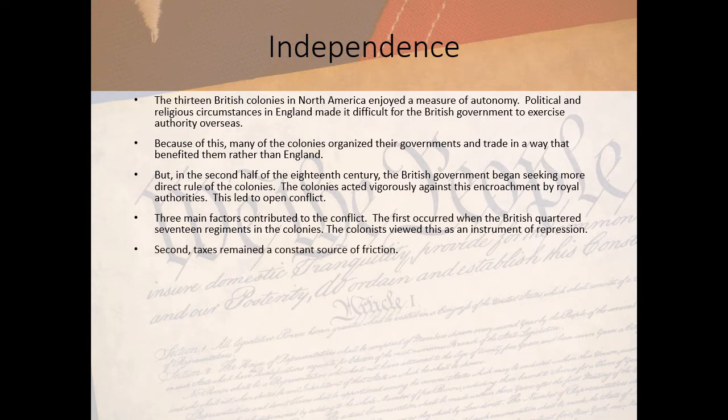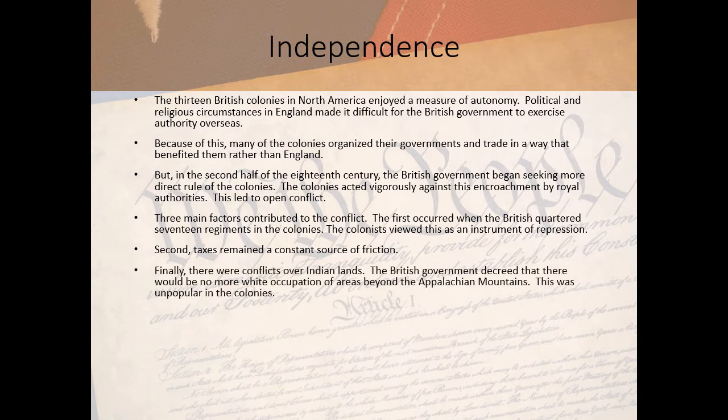Second, taxes remained a constant source of friction. And we know what was said at the time, no taxation without representation, and that was true. It was a law in Britain that if you were going to be taxed, you had to be represented in the government. But for the colonies, that didn't take place. That system wasn't going to work. And so again, these people came from that background. They didn't want to go with a system where everything was decided for them and they had no say in it. And we can understand that. Nobody would want to do that if they had the choice.